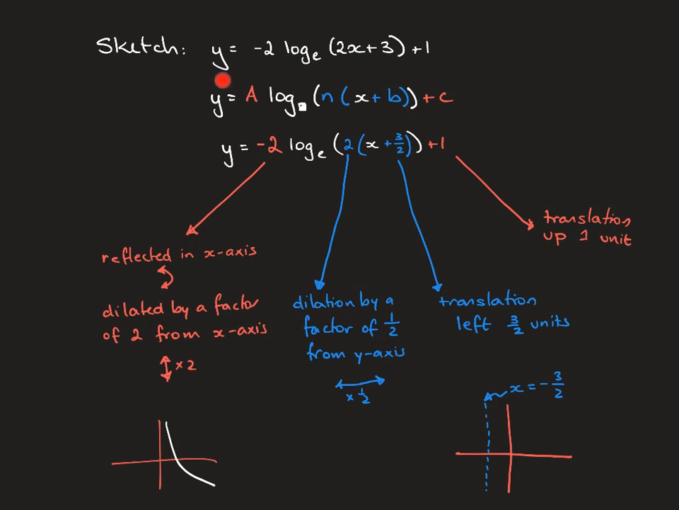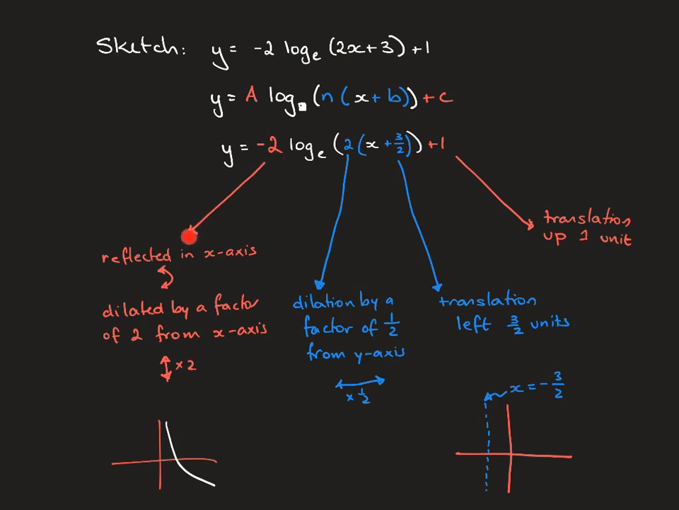So let's look at sketching y is equal to -2 log to the base e of (2x plus 3) plus 1. The first thing we've got to make sure is that it's in the correct format, so that our coefficient of x should be a 1. In this case it's not, so we need to take a common factor of 2 out of this bracket, and then we end up with 2 brackets x plus 3 on 2. And now we can read our transformations off.